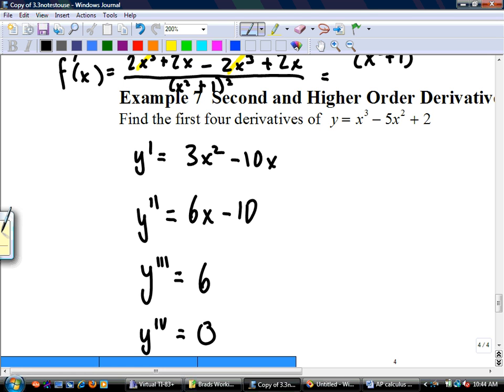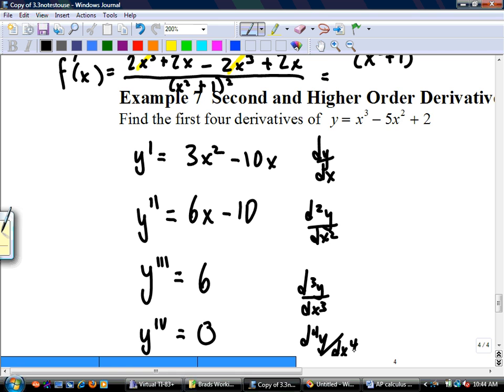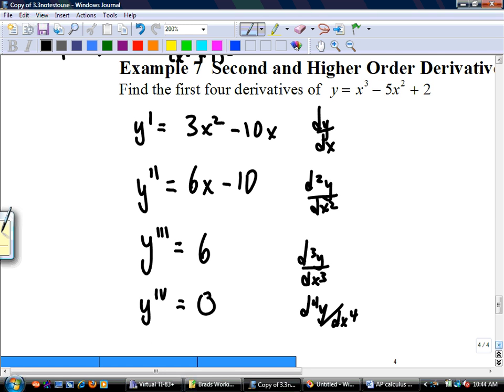So when we go past, if you want to be cool and write it another way, you write it as dy over dx, and then d squared y over dx squared, and then d cubed y over dx cubed, and d to the fourth y over dx to the fourth. Those mean the same thing. One's Leibniz, the other one's Newton. The chain rule? Okay, the chain rule is brackets within brackets. It's just the power rule over and over and over again.